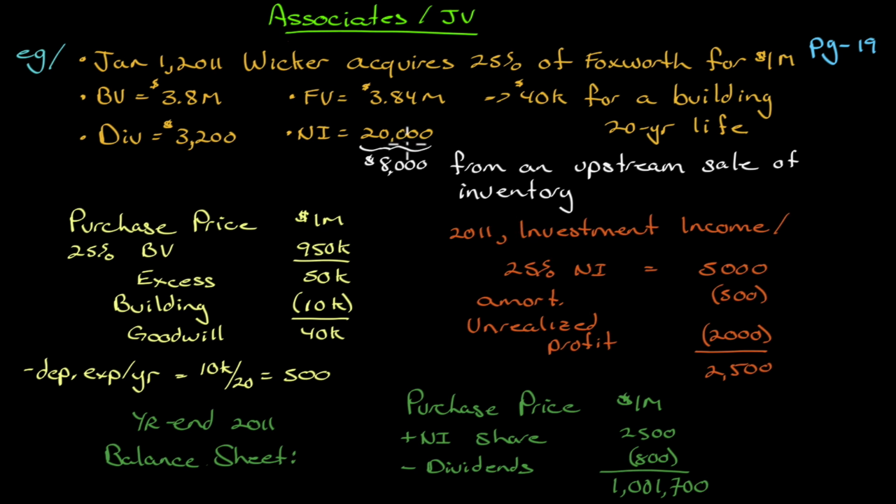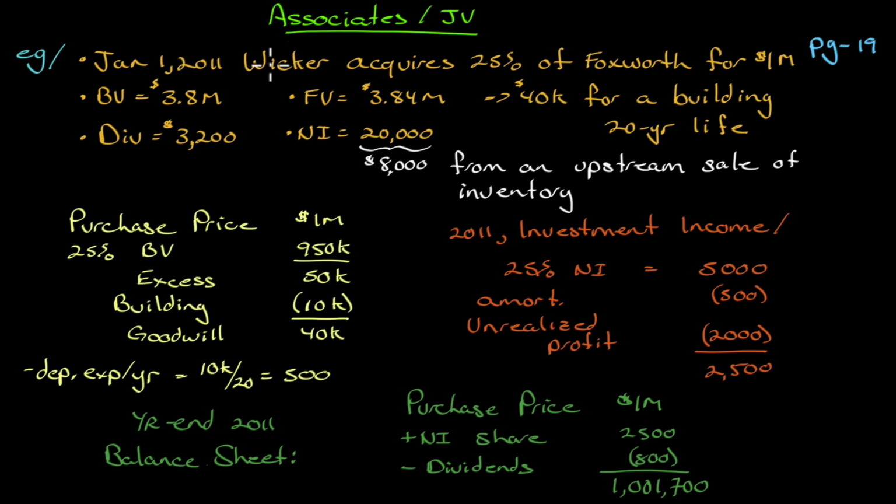25% of the net income of $20,000 is $5,000 for me. The amortization is $500, so I'll reduce it by $500. But I've got $8,000 unrealized profit here. Of this $20,000, $8,000 of it was from an upstream sale of inventory. Upstream means that Foxworth sold up to us.